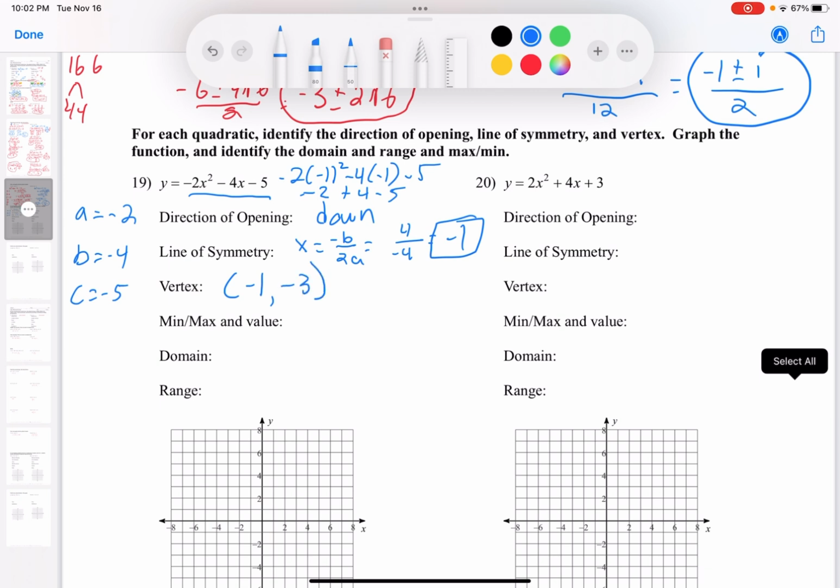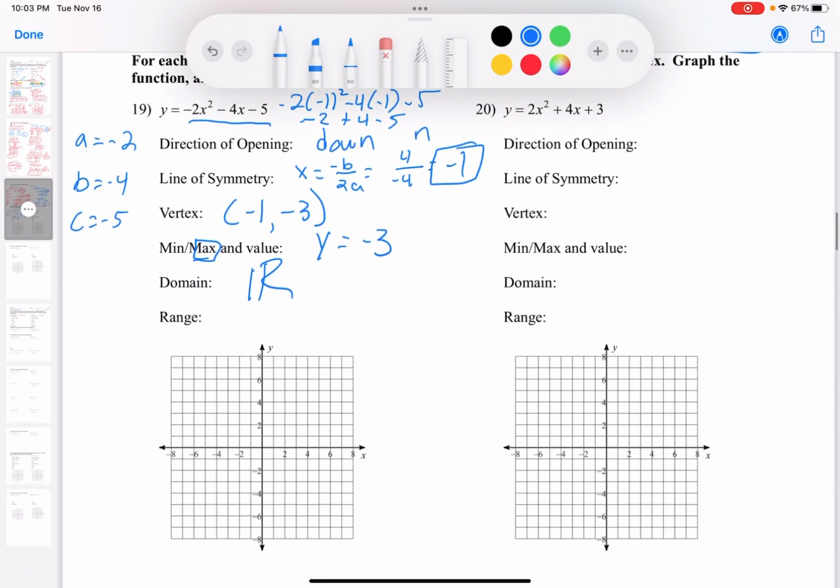Maximum or minimum value, because this goes down, it's going to go like that. This is going to be a maximum. The value of the maximum is y is equal to -3. It's my y value at the vertex. The domain, all reals. The graph of this, which I'm going to graph right now, my line of symmetry was at -1, so it's going to look like that. My vertex was at -1, -3, which is right there.